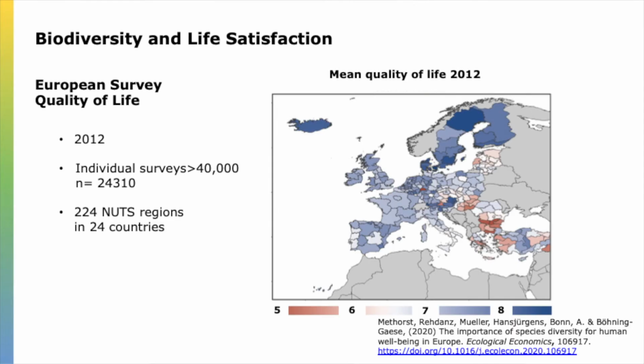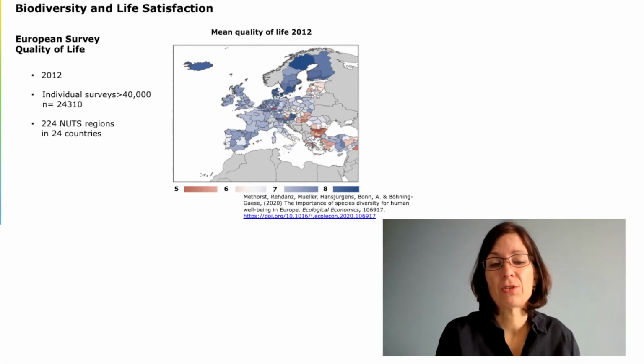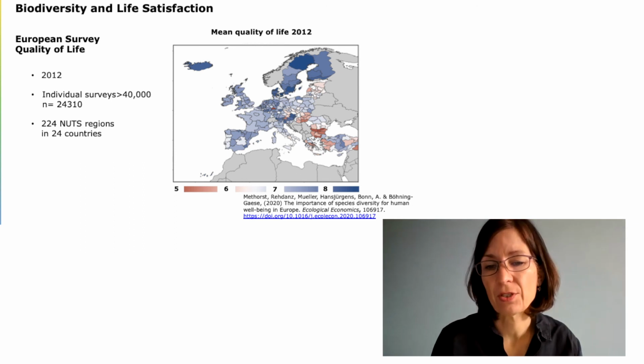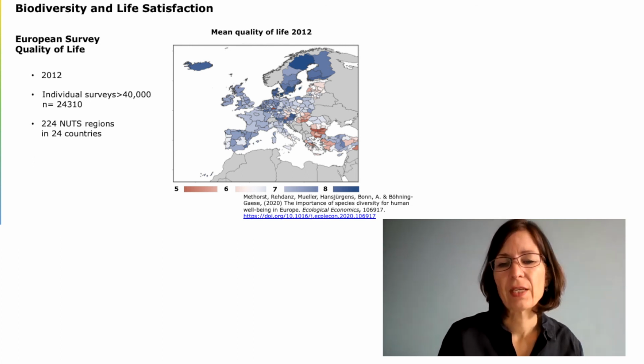At a greater scale, we looked at biodiversity and life satisfaction at a European level. Here, we were lucky to use the European Survey of Quality of Life in 2012 with individual surveys, and we could use almost 25,000 individual surveys from over 24 countries at the time. And we compared these with different aspects of biodiversity, and one of them was bird biodiversity.